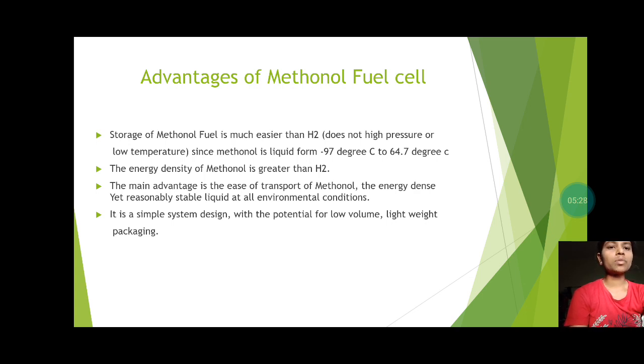These are the advantages of the methanol fuel cell. Storage of methanol fuel is much easier than H2. Why? Because it does not need high pressure or low temperature. Methanol is in liquid form from minus 97 degrees Celsius to 64.7 degrees Celsius, and the energy density of methanol is greater than H2. The main advantage is the ease of transport of methanol, which is energy dense and a reasonably stable liquid at all environmental conditions. It is a simple system design with the potential for low volume, lightweight packaging.